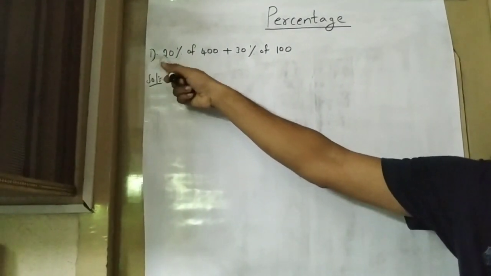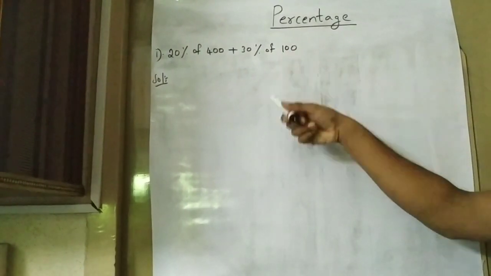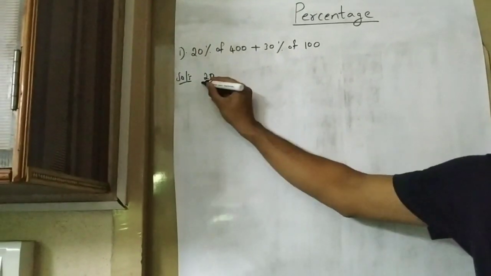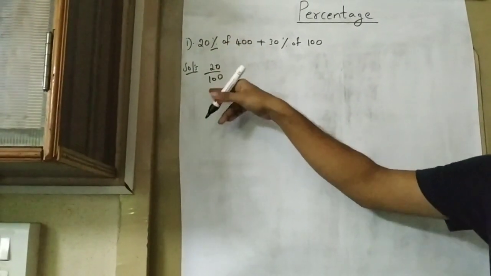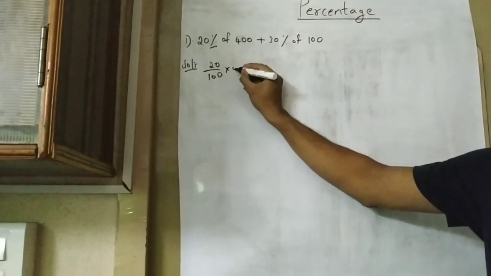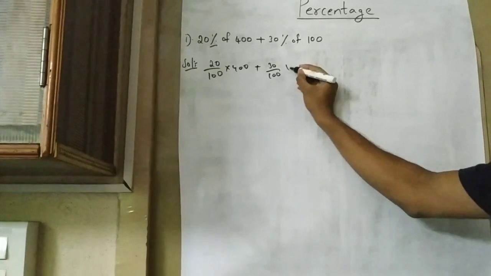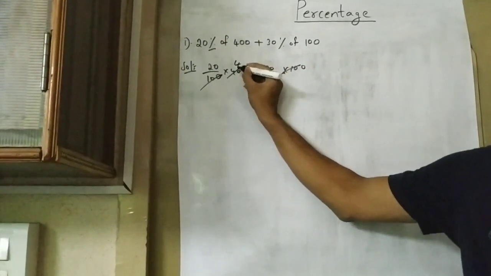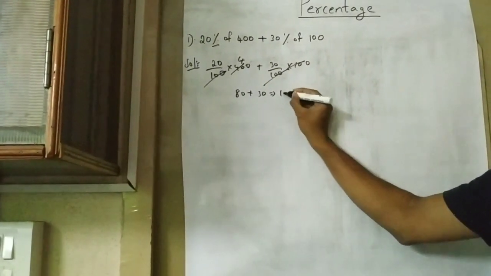In this first question it is given as 20% of 400 plus 30% of 100. So this is a very basic question. Percent means 20 by 100. Wherever you see this percent symbol, we will divide it by 100. So 20 by 100 into 400 plus 30 by 100 into 100. 100 fours, so 80 plus 30, that is 110.